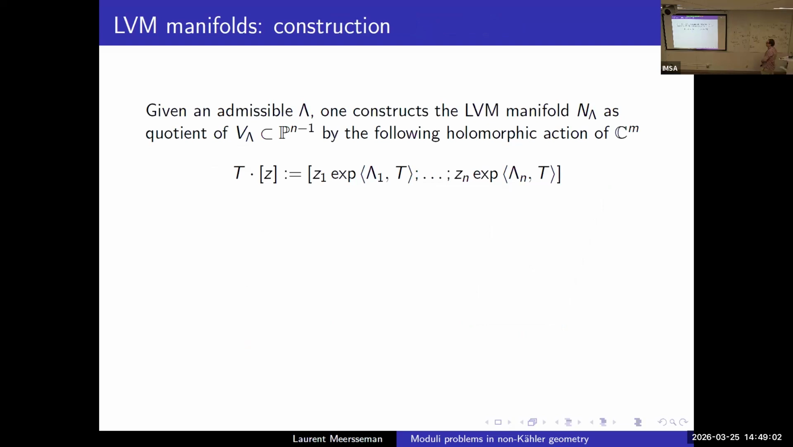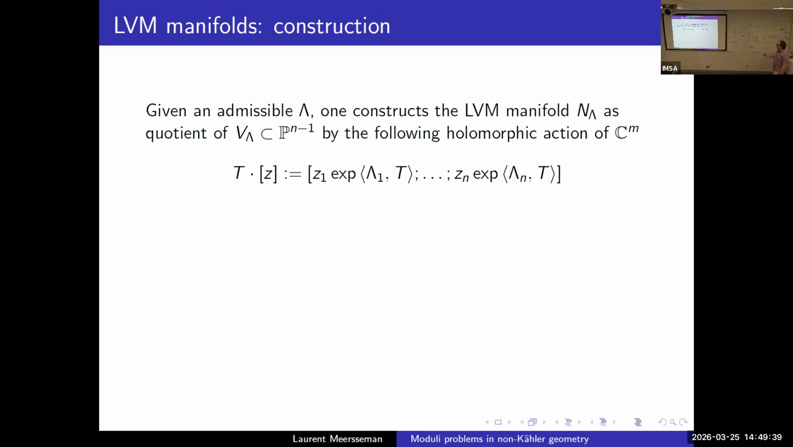When you have such an admissible Λ, you construct the LVM manifold as a quotient of some open subset of a projective space by an explicit holomorphic action of C^m. I just wrote the action to show it's completely explicit. Here the angle bracket just means it's a holomorphic action, and the exponent can also be written completely from the data of Λ.